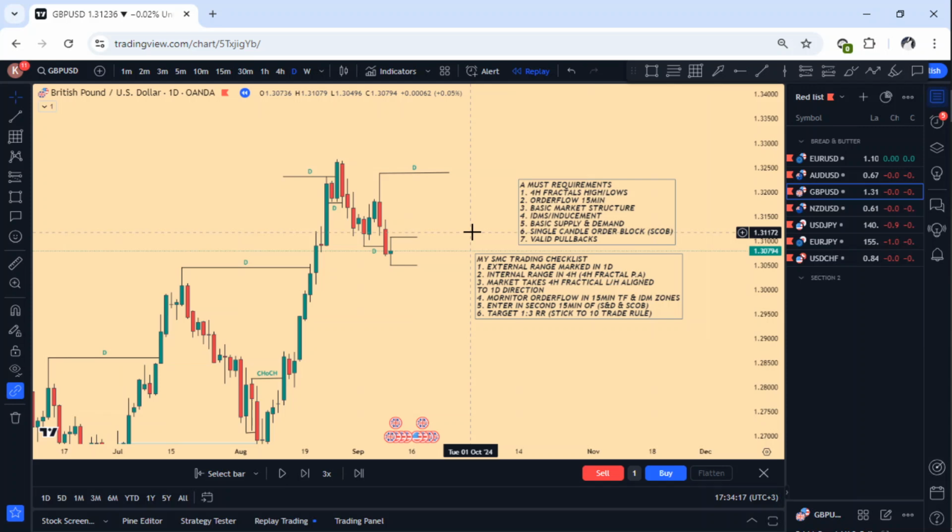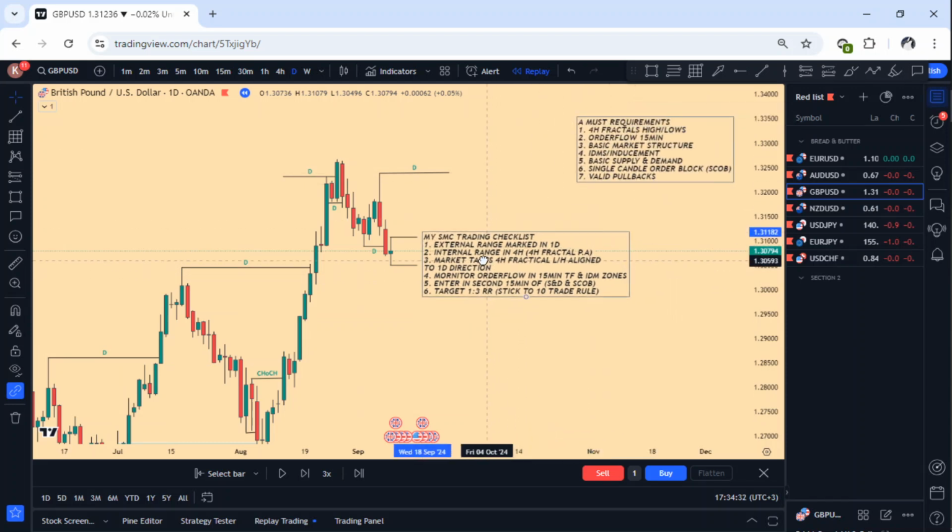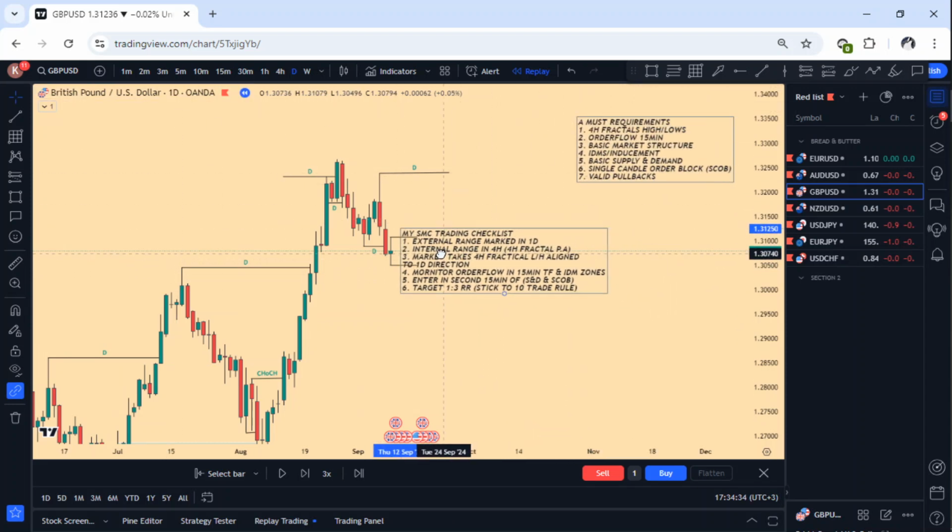So with this, what do we do? We mark our external range in 1 day time frame. So this is our high, this is our low. We are expecting sales. We are expecting this low to be taken, and then we now go to internal, 4 hours internal. We are expecting 4 hours internal.